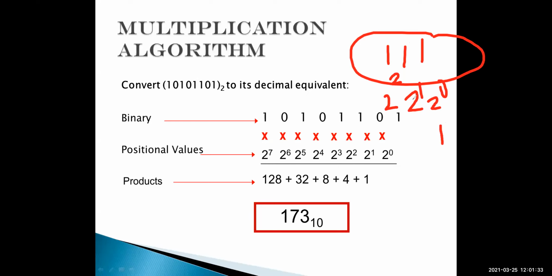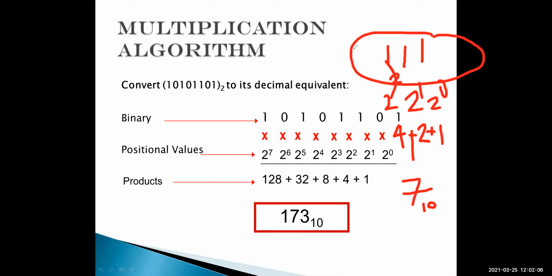Then 2 raised to 1 is 2, so 2 multiplied by 1 means 2. Then 2 raised to 2 means 4, so 4 multiplied by 1. Now do the sum: 4 plus 2 plus 1. What is the answer? 7. So 7 is the answer, but write down the base: 7 base 10.